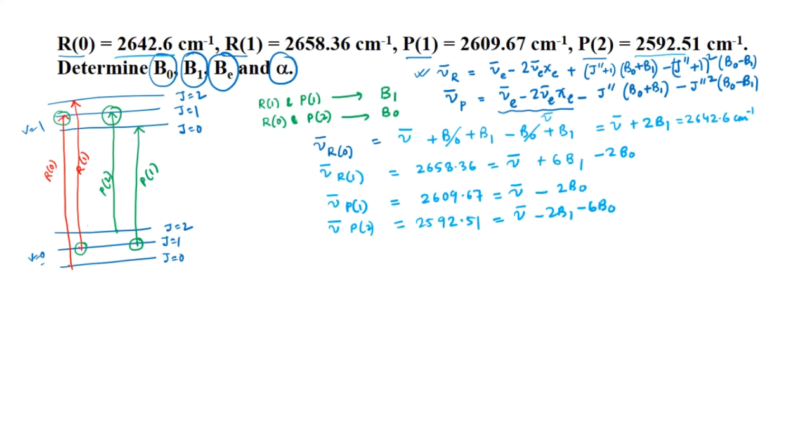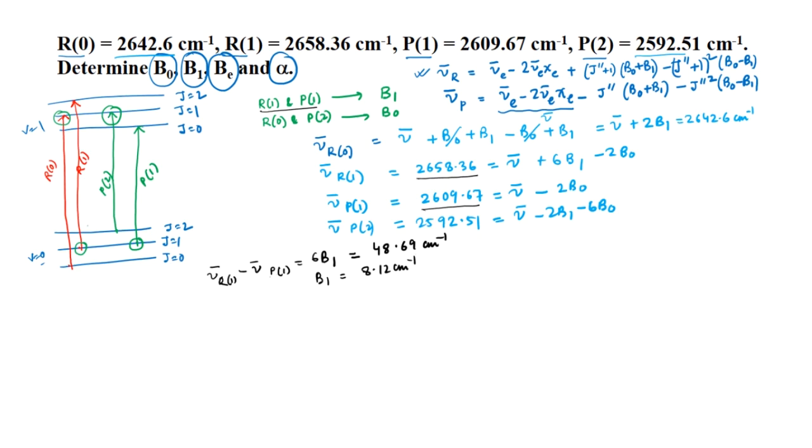Now if we combine R1 and P1, we can write nu bar R1 minus nu bar P1 equals 6 B1. Because nu bar R1 is 2658.36 and nu bar P1 is 2609.67, 6 B1 equals 48.69 wave numbers, and so we can write B1 equals 8.12 wave numbers.